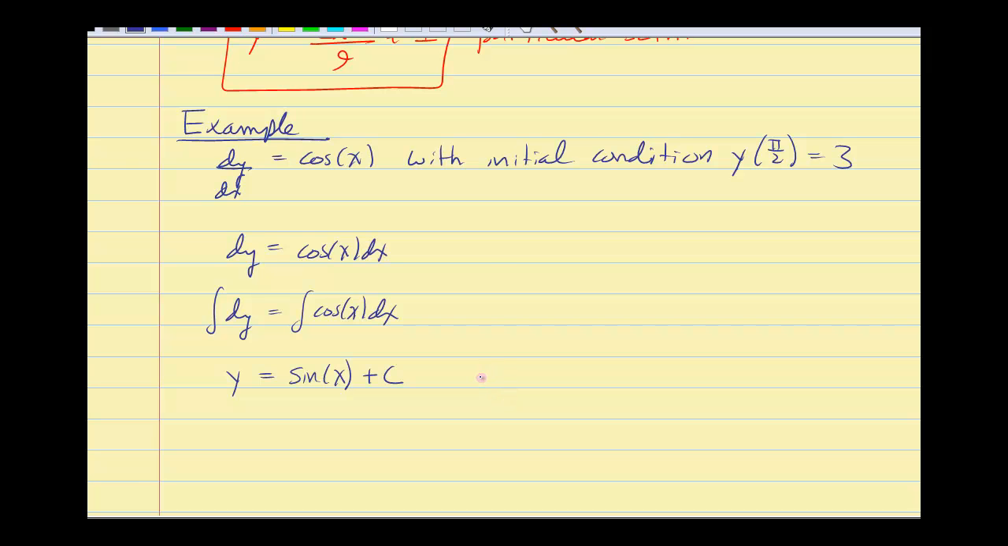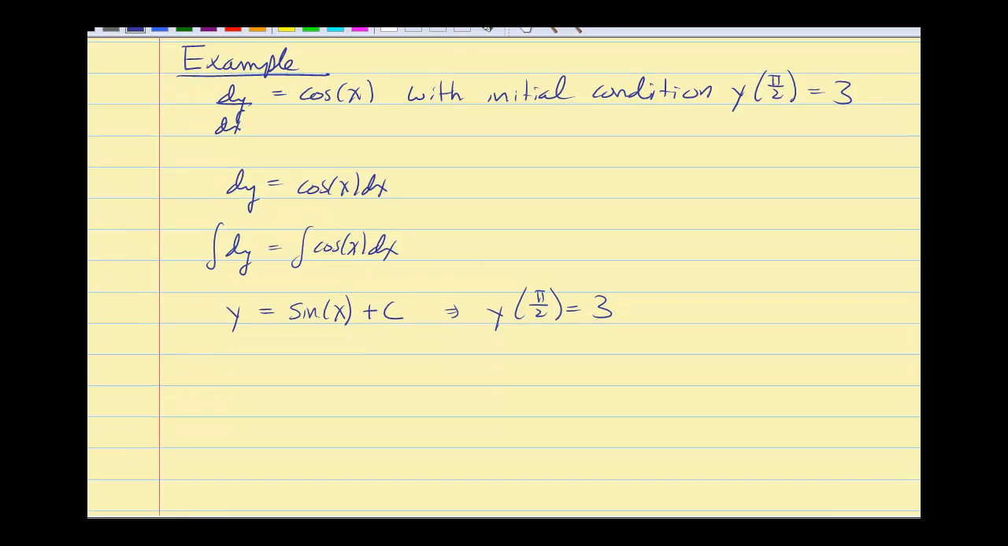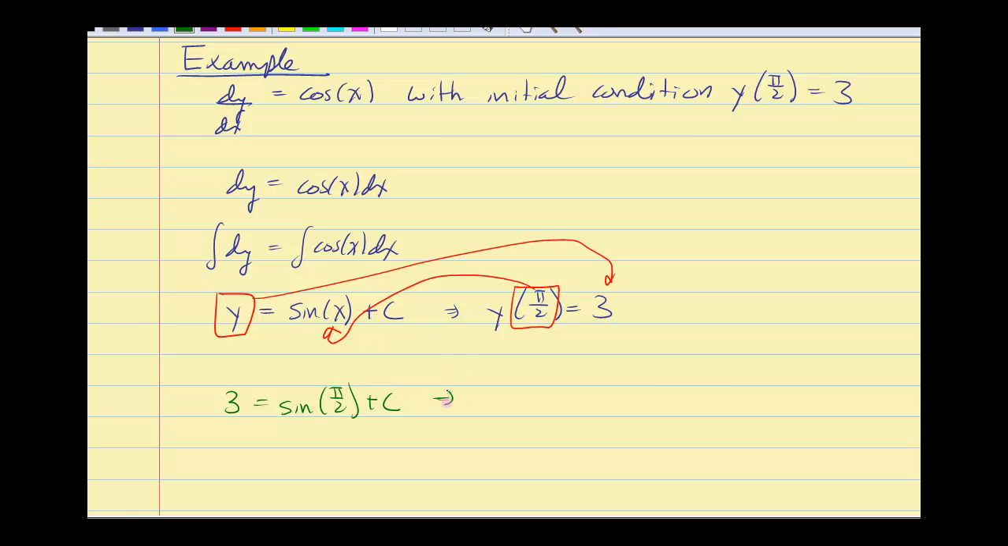Now the initial condition that we're looking for here is y of pi over 2 is equal to 3. So that means that y is equal to 3, and everywhere I see an x, I'll plug in pi over 2. So I end up with 3 equals sine pi over 2 plus c. And of course we know the sine of pi over 2 is 1. Subtract 1 from both sides, I get c equals 2.